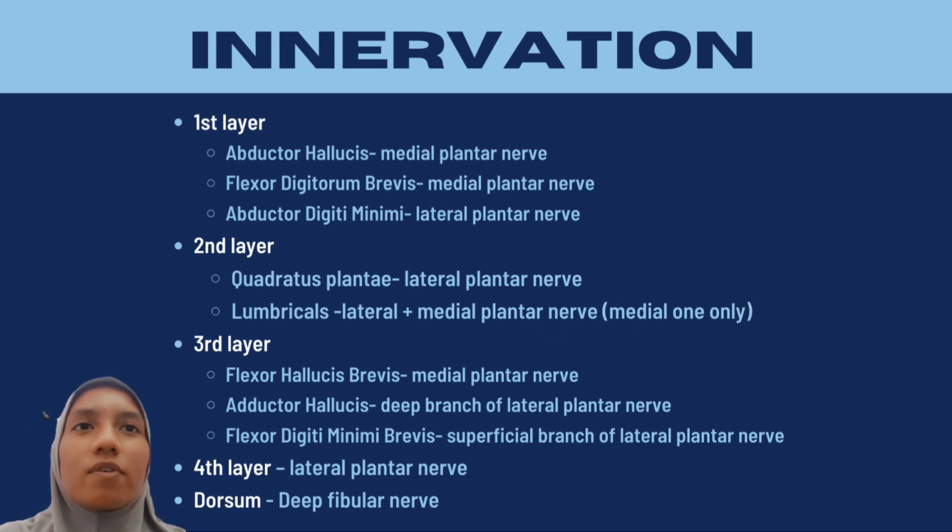The third layer, for the adductor hallucis and flexor digiti minimi brevis, both of them are lateral plantar nerve, but the difference is that adductor hallucis is the deep branch of it, while the flexor digiti minimi brevis is the superficial branch of it, and the flexor hallucis brevis is the medial plantar nerve. On the fourth layer, both of the muscles have lateral plantar nerve, and in the dorsum layer, both of the muscles are from deep fibular nerve.